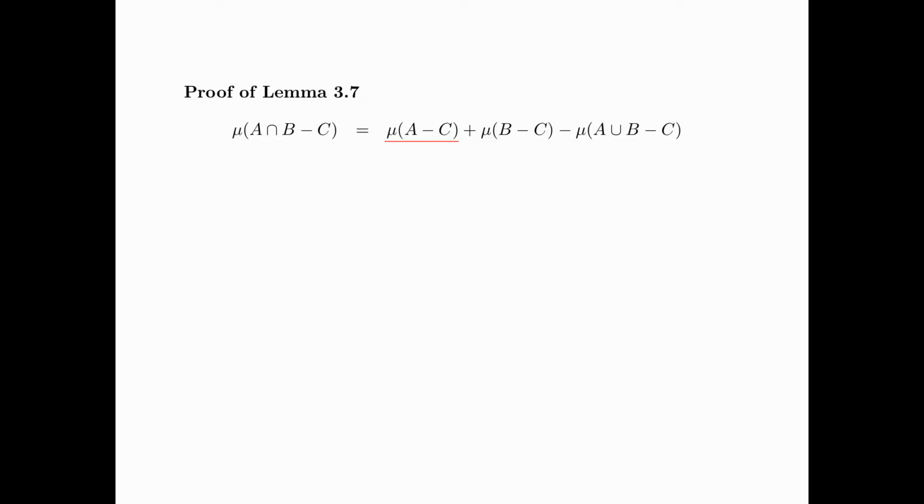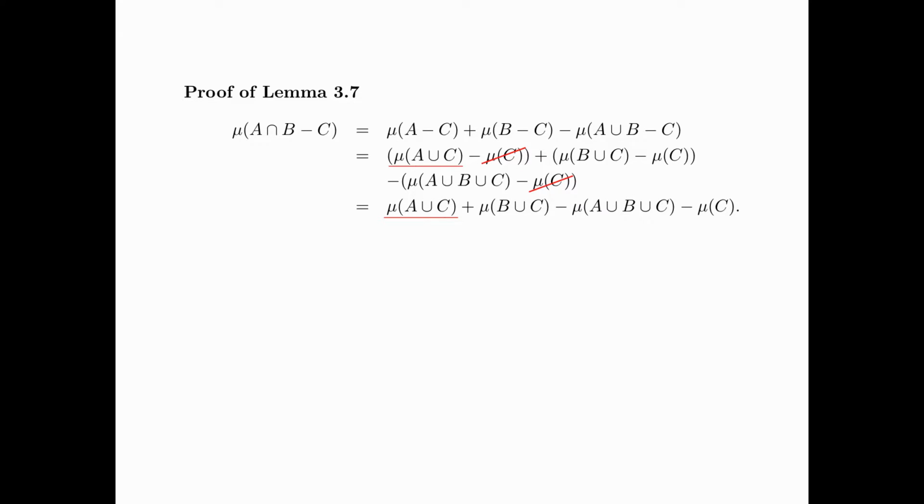Now μ(A − C) can be written as μ(A ∪ C) − μ(C). μ(B − C) can be written as μ(B ∪ C) − μ(C). And μ(A ∪ B − C) can be written as μ(A ∪ B ∪ C) − μ(C). Now this μ(C) cancels with this μ(C). And so we have μ(A ∪ C) + μ(B ∪ C) − μ(A ∪ B ∪ C) − μ(C).